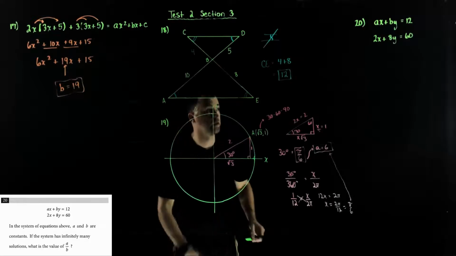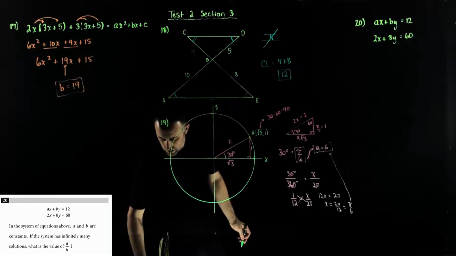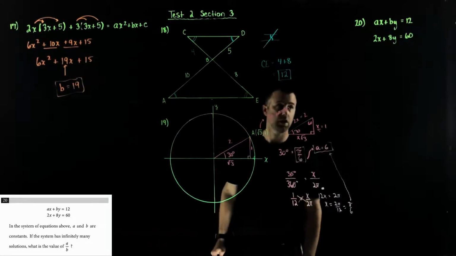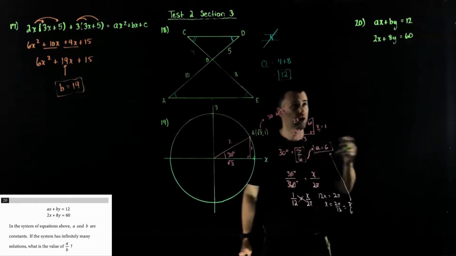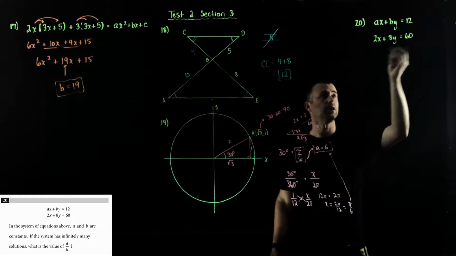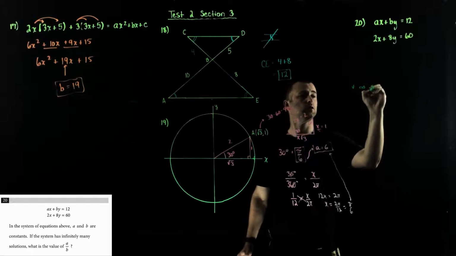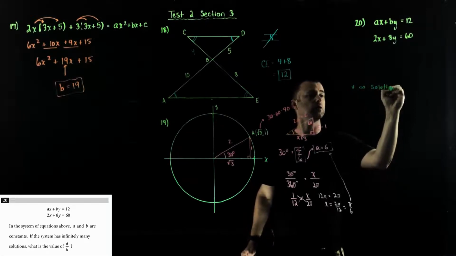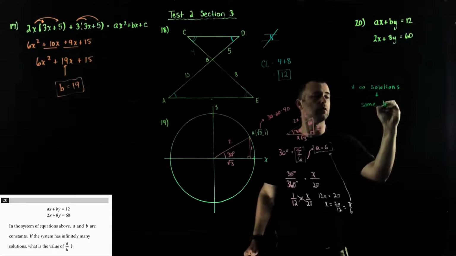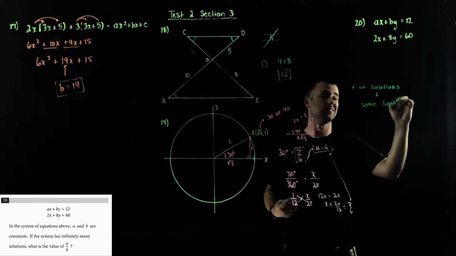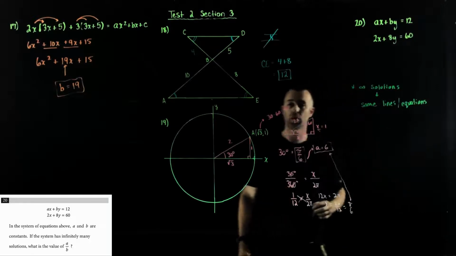Next up is number 20. On number 20, they're giving you a system of equations, but what they're telling you is that it has infinitely many solutions. That's kind of the key on this, because you have two variables, so it's going to be hard to solve for. But if you know there's infinitely many solutions, what they're really telling you is that these are the same lines. And when you say same lines, you're saying same equations, because to have the same line, you have to have the same equation.